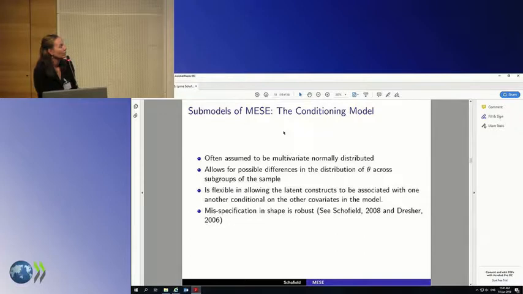And both myself and Amy Dresher, who was at ETS, have shown that this misspecification is relatively robust. So it turns out that various subgroups are probably not normally distributed, right? So people who are particularly high ability, or of a certain race or a certain gender or a certain socioeconomic status, that particular subgroup might not be normally distributed. But assuming normality doesn't turn out to matter too much when we're thinking about the effect of theta and the effect of some of these other variables on this outcome of interest.